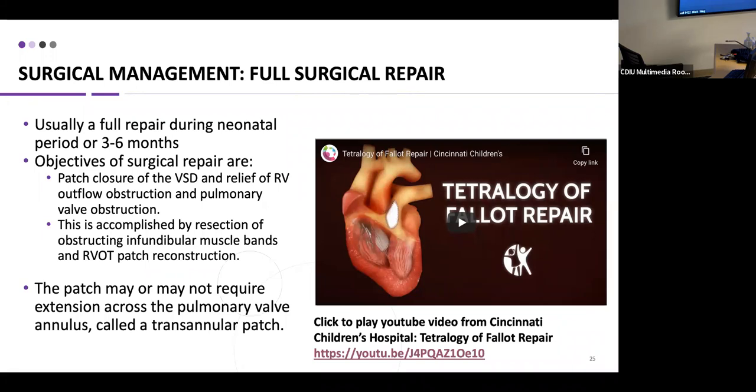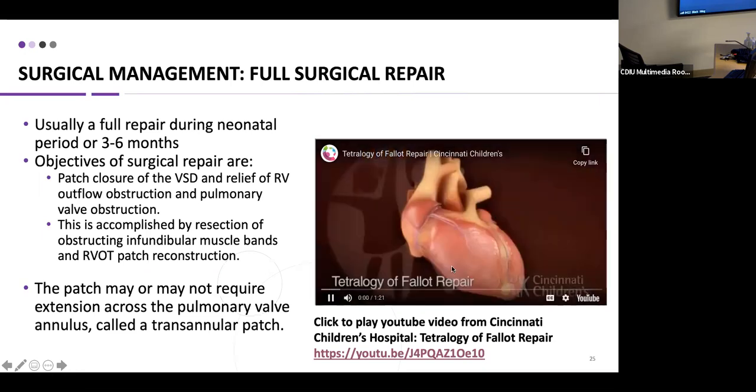So depending on the degree of pulmonary stenosis, the pulmonary valve is either repaired or spared. The timing depends on the severity of symptoms, but usually we don't perform this procedure younger than 3 months old or older than 4 years old. So we have a video here from the Cincinnati Children's Hospital just reviewing the surgical procedure. So I'm going to see if I can play that for you guys.